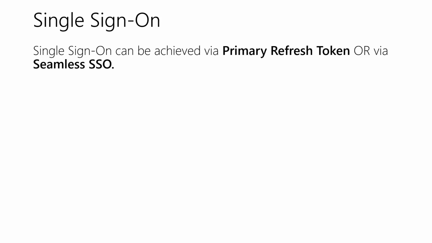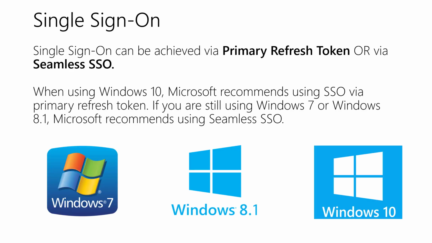There are two ways to implement SSO. You can do it via Primary Refresh Token, or you can do it via Seamless SSO. When using Windows 10, Microsoft recommends using SSO via Primary Refresh Token. If you're still using Windows 7 or Windows 8.1, Microsoft recommends using Seamless SSO.